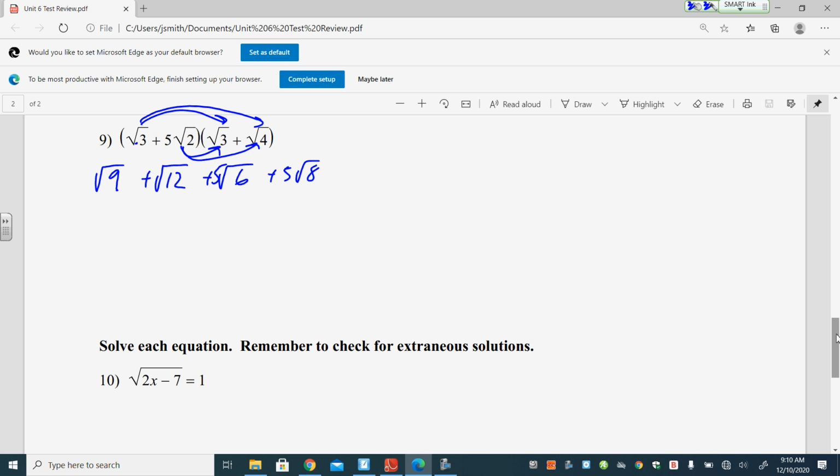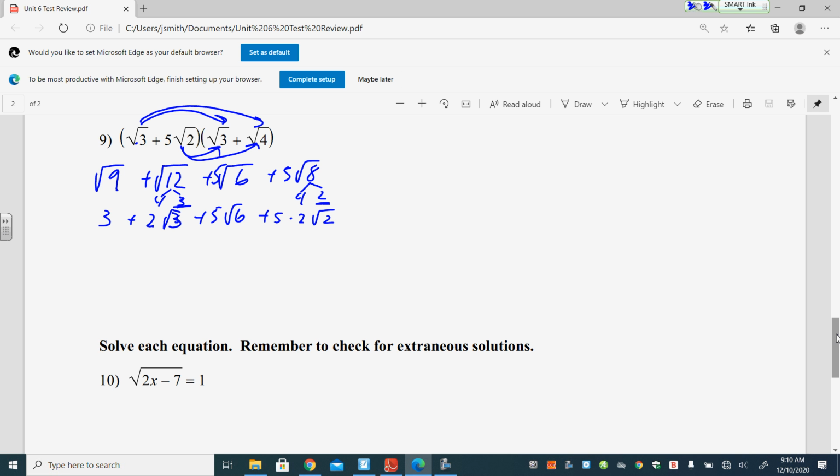And now we're just going to simplify. 9 simplifies down to 3. 12, again, you would want to divide by your perfect squares. The easiest perfect square is 4. And then that gives you 3. The square root of 4 is 2, left over with a 3. 6 doesn't break down any further. And then 8 breaks down into 4 and 2, because again, you divide by your perfect squares.